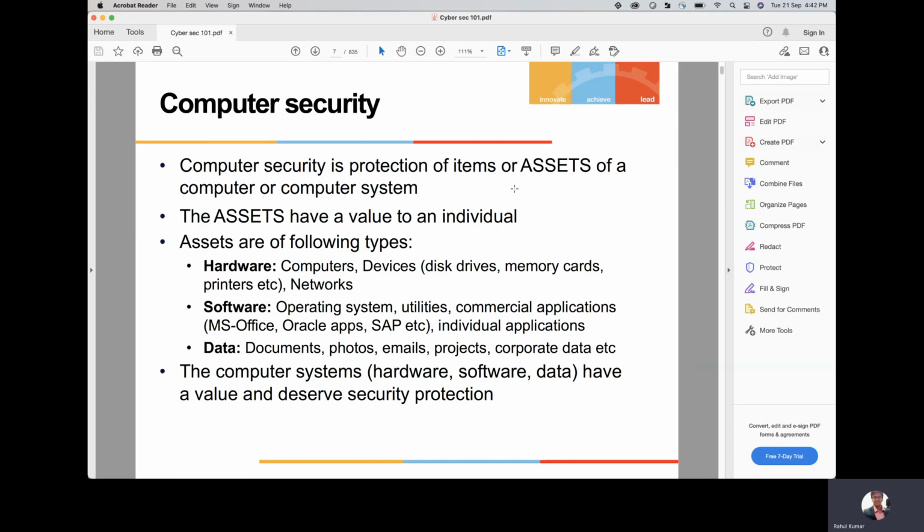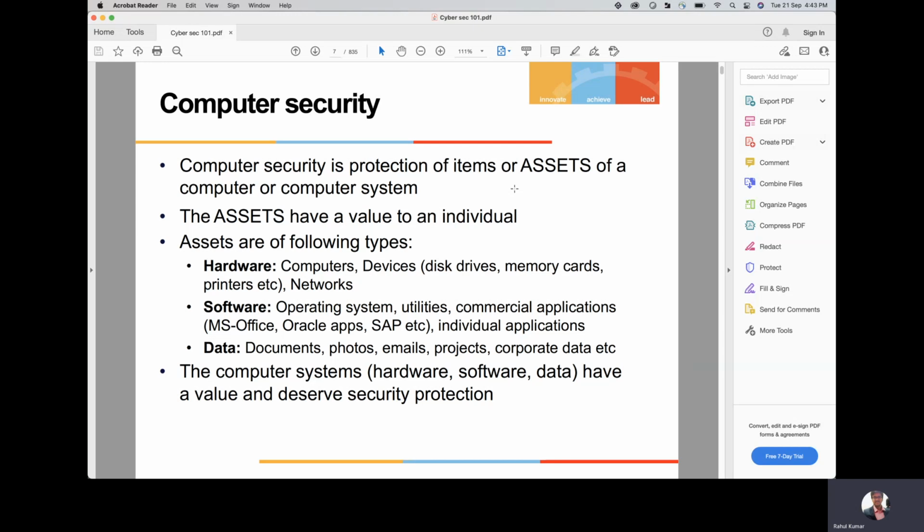This is the very basic: what a computer asset is. A computer asset is nothing but hardware, software, and data. Okay, and assets need to be protected. In order to secure your data and your information, you need to secure your assets, and assets means hardware, software, and data. Okay, so just keep that in mind.